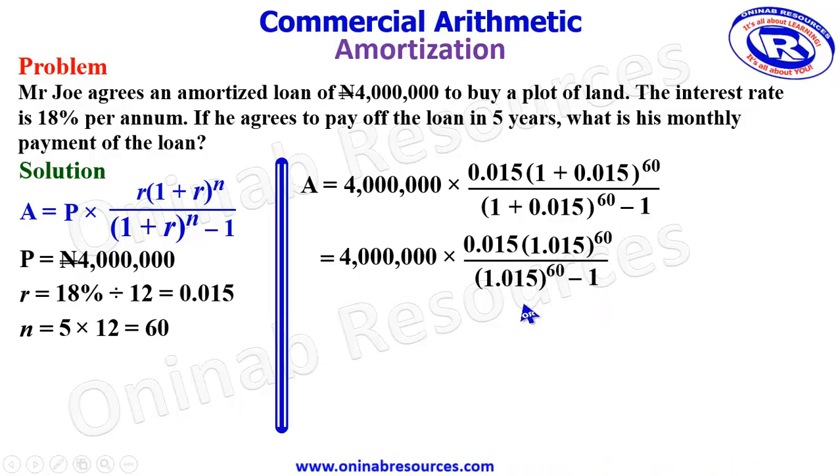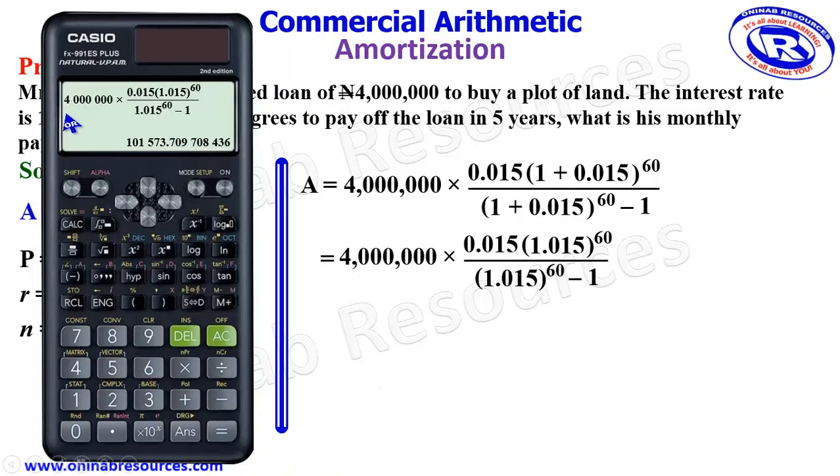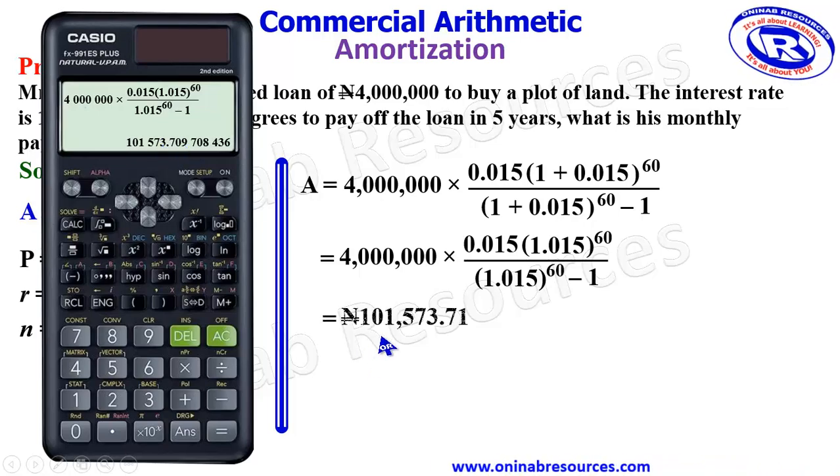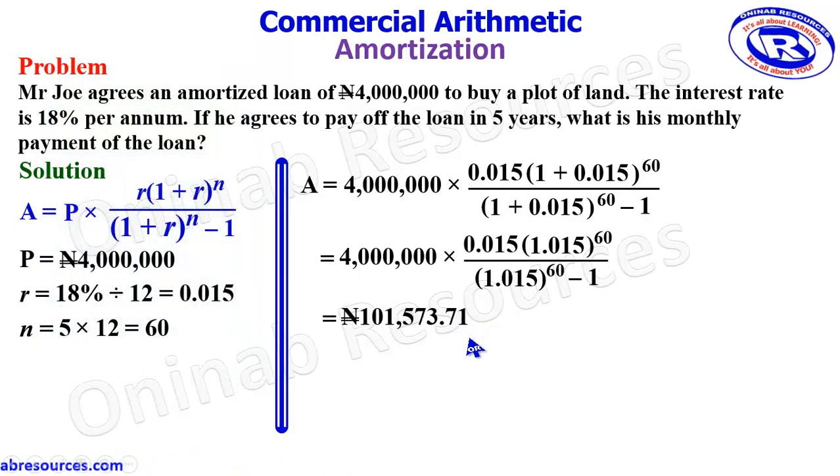So we can then input this in our calculator, so that we now have 4,000,000 times 0.015 into 1.015 raised to power 60, divide by 1.015 raised to power 60 minus 1, and we have it as 101,573.71 to 2 decimal places, since currencies are to be given to 2 decimal places, and that represents the monthly payment of the loan for 60 months, which is equivalent to 5 years.